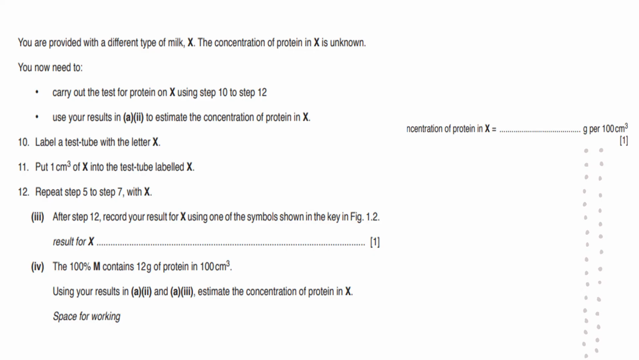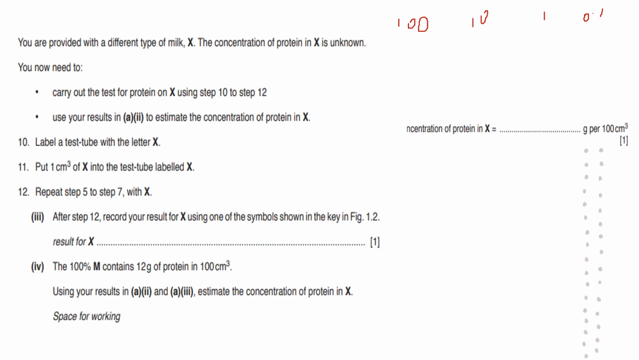So first things first, they tell you what to do yet again. They say label a test tube with the letter X, put 1 cubic centimeter of X into the test tube labeled X, and then repeat steps 5 to step 7, which is basically adding your potassium hydroxide solution as well as your copper sulfate solution, and then you leave it to stand for 2 minutes. So you basically repeat the same thing that you've done for the first 5 experiments that you had. So for the 100%, for the 10%, for the 1%, for the 0.1%, and so on. So you're repeating the exact same thing.